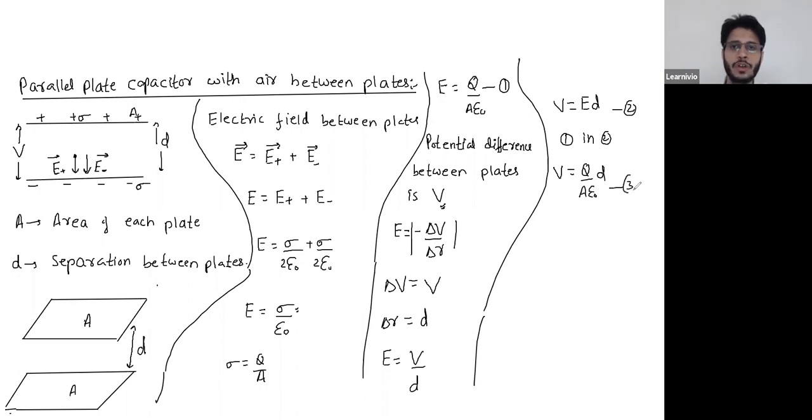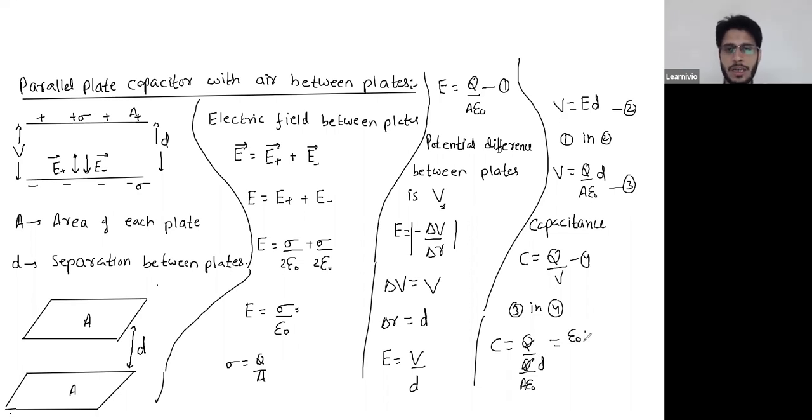That's equation number three. Johanna, what is the formula for capacitance? Q by V. It's Q by V. So you can substitute the value of V from the third equation. If I substitute 3 in 4, then capacitance will be Q by V, where V is Q over A epsilon naught into D. This Q gets cancelled out with this Q. This is epsilon naught A by D. So this is the capacitance of a parallel plate capacitor.